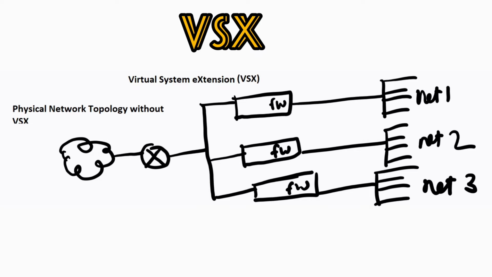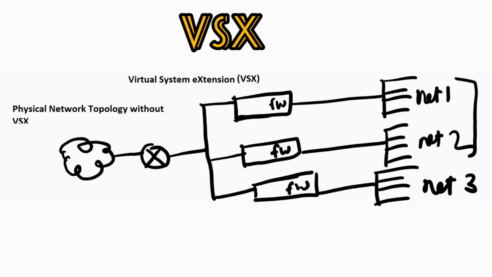The cost of the firewalling is increased here, and the burden, or the configuration time, also gets increased because of configuring and setting up all these firewalls. This is what we get from the traditional physical network topologies without VSX.